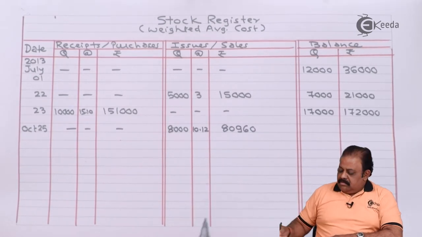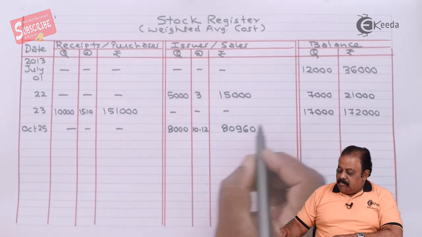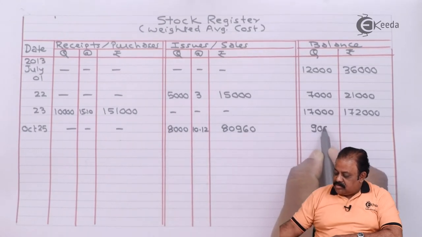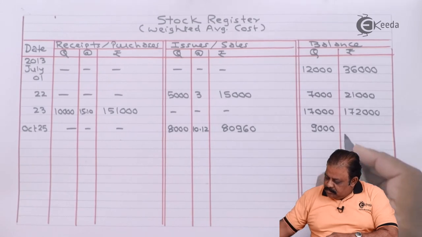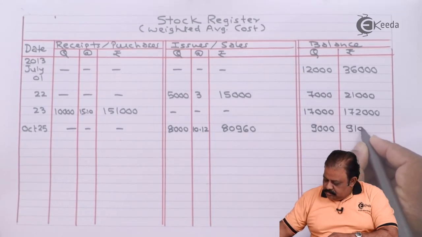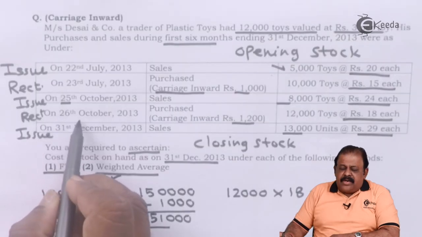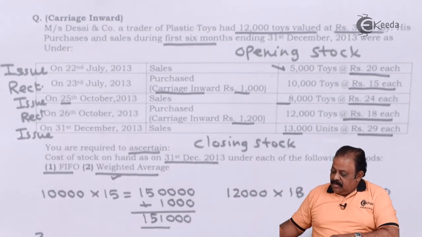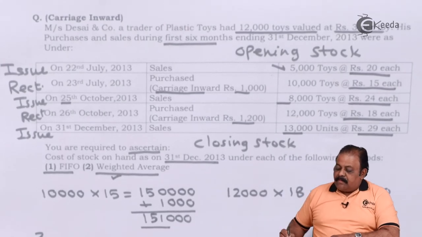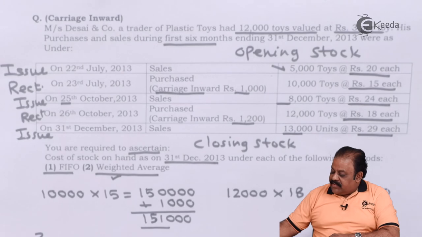So the value of issue will be rupees 80,960. We were having 17,000 units, of which we have issued 8,000. So 17,000 minus 8,000, balance units are now 9,000 units. We are required to fix the value. It will be 91,080. October 26th, there is purchase of 12,000 units at the rate of 18 each. Calculation shows 2,16,000, carriage inwards 1,200. If we add, purchase cost becomes 2,17,200.